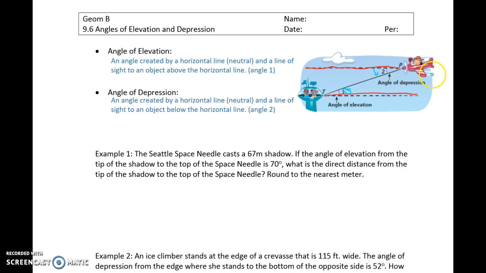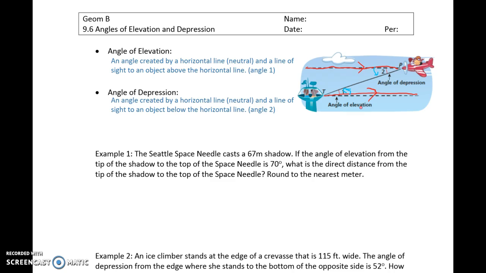So the key thing for your angles of elevation and angles of depression is you must always start with a horizontal line. Okay? And then you're either going to go up or you're going to go down. Now one thing to note is, remember, all your horizontal lines are always parallel. So if we have parallel lines, what kind of relationship does angle 1 and angle 2 have? Well, hopefully we all answered they're alternate interior angles. And when you have parallel lines with alternate interior angles on a transversal, they are congruent.